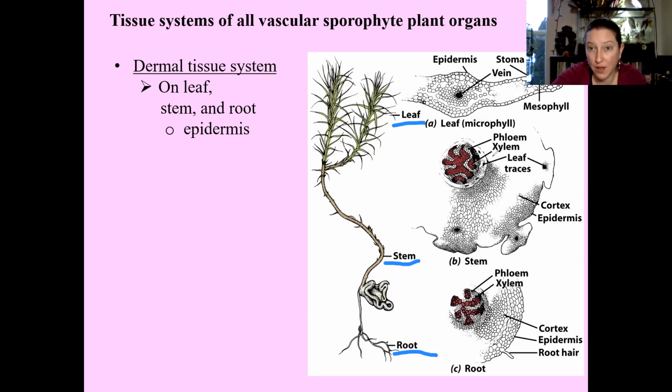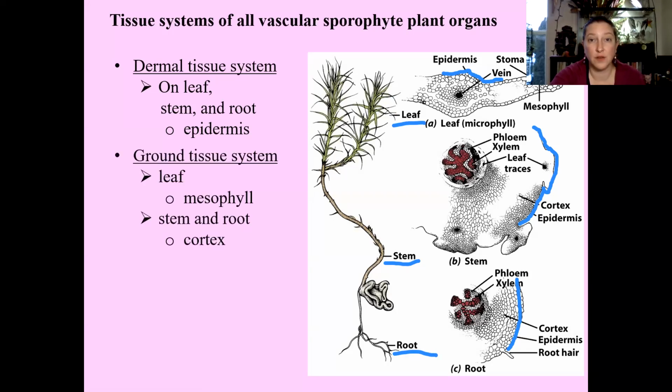So if we were to draw it here on the leaf, so here's the epidermis, dermal tissue system of the leaf. Here's a stem cross section. You have the epidermis around the edges of the stem. And in the root, same thing, right? So that's your dermal tissue system.